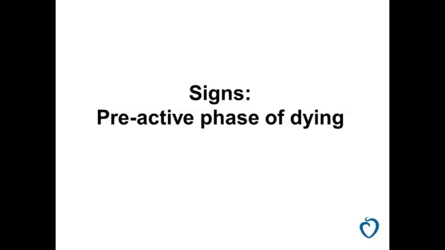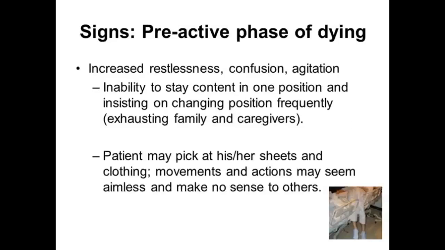Oftentimes when someone hears that someone is dying, they think in terms of someone drawing their final breath, that they're unresponsive, that they can't interact, but there's a lot in between there. And so sometimes it's helpful for those of us involved with people at end of life to have some idea of what we mean when we talk about end of life or dying. So those of us in end of life care talk about these phases, and one phase is this pre-active phase of dying. And so what do we expect at that point?